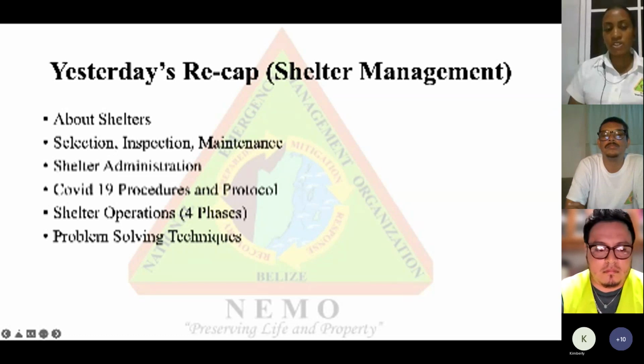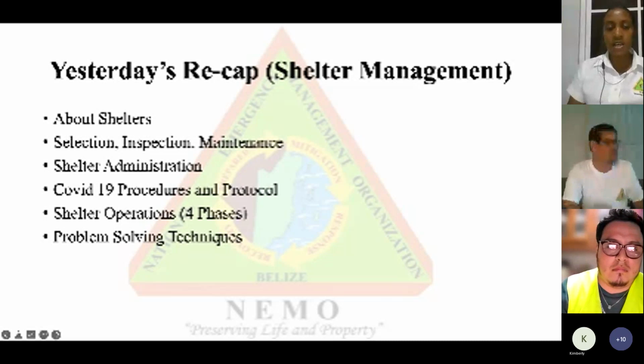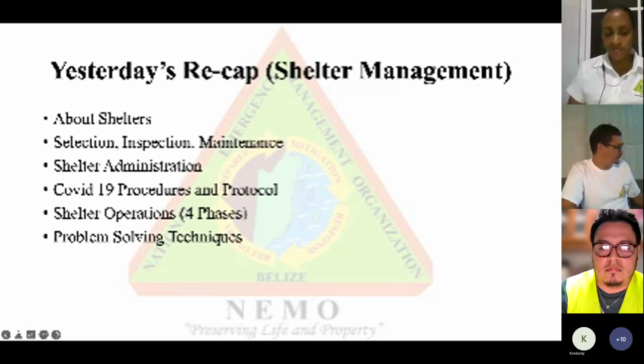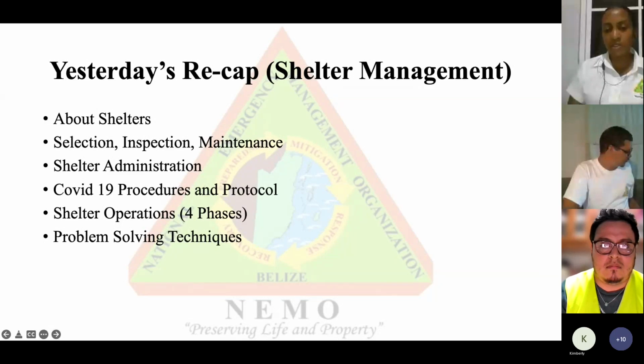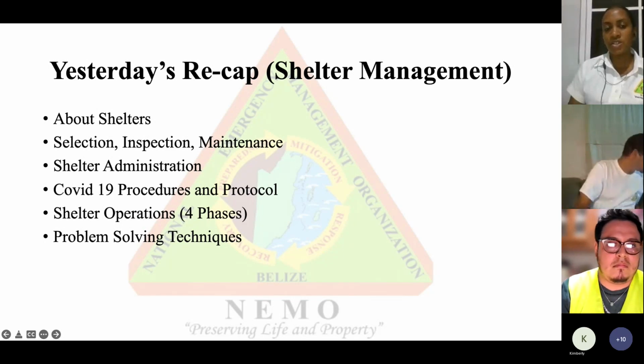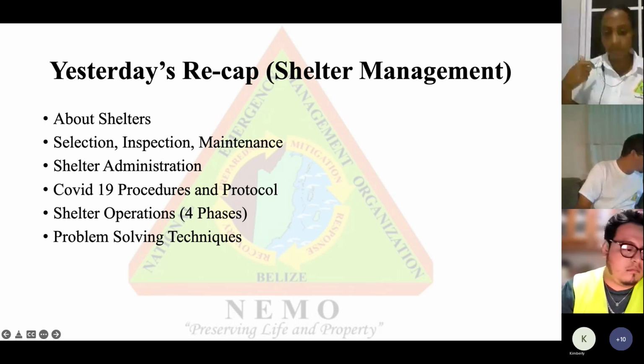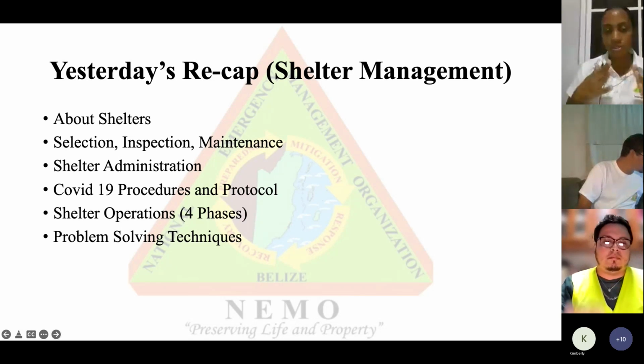In terms of shelter administration, we also went over the shelter management team. In order to manage a shelter, we would assume that 5 people are needed. The shelter manager is the head of the shelter and responsible for the overall management of everything that happens in the shelter. That manager would have 2 deputies, one in charge of administration and one in charge of operations, and then you have the wardens that would support the two.